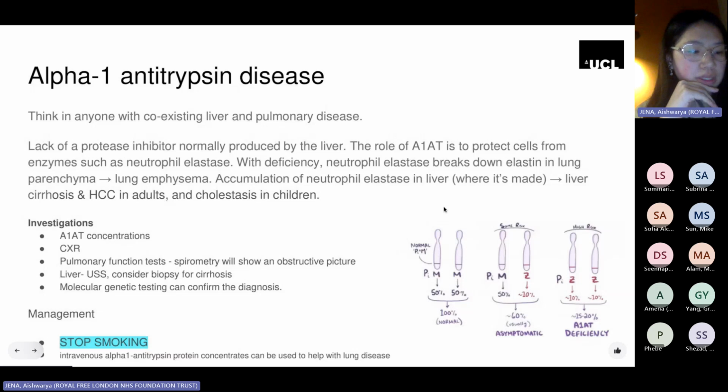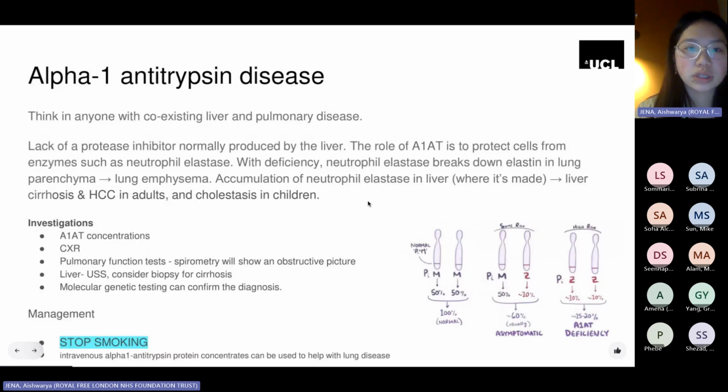Investigations-wise, you do some blood tests to check for alpha-1 antitrypsin concentrations, a chest X-ray, pulmonary function tests, and liver ultrasound. Because it's a genetic disease, you'll do some genetic testing to check the genotype. On spirometry, you'll see an obstructive picture. Management-wise, a lot of it is supportive: bronchodilators, physiotherapy, and telling the patient to stop smoking. When you see a young patient with a COPD picture, so emphysema, and they don't smoke, then think alpha-1 antitrypsin deficiency. You can also give them IV alpha-1 antitrypsin protein concentrates.